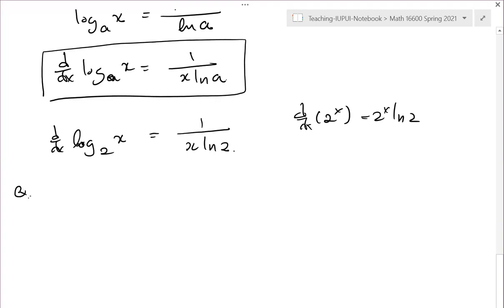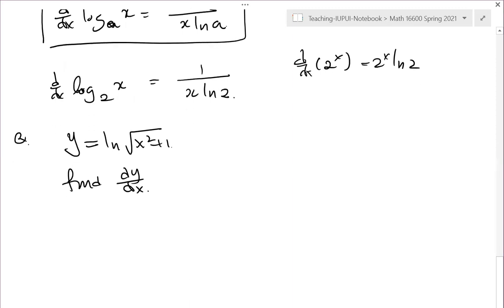Right. So now let's find some derivatives. Okay, y is going to be natural log absolute of square root of x squared plus 1. Find the derivative of y with respect to x. Okay, you think about that. What is the best way to solve the problem? I'll give you half a minute to think.